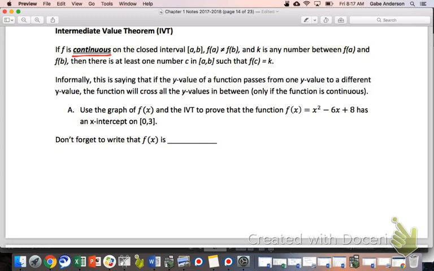But there's the condition. If f is continuous on the closed interval and the value of the two endpoints is not the same, k is a y value between f of a and f of b, then there's at least one number c on the interval such that f of c equals k. It's really well written, but it's not very clear, is it?